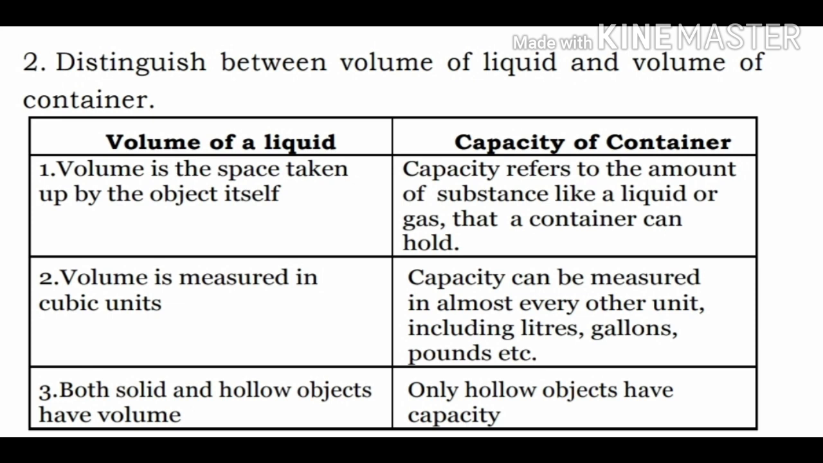Let's see the difference. First one, volume of liquid. In that first point, volume is the space taken up by the object itself. In capacity of container, capacity refers to the amount of substance like a liquid or gas that a container can hold. Then the second point, volume is measured in cubic units. Capacity can be measured in almost every other unit including liters, gallons, pounds, etc. Third one, both solid and hollow objects have volume. Only hollow objects have capacity.